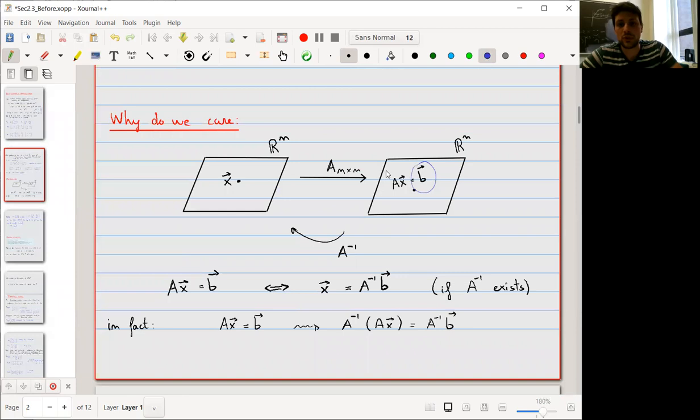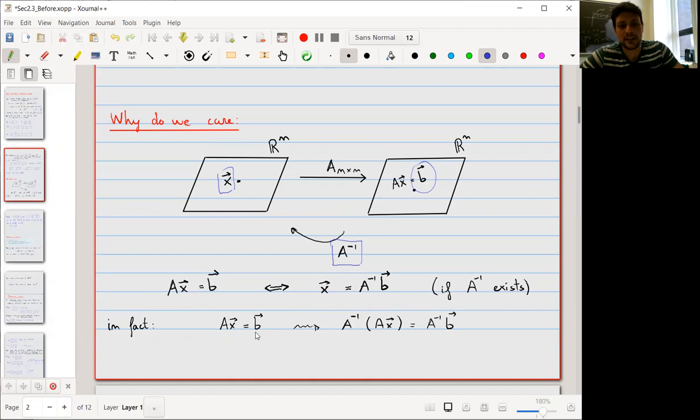Now, suppose you want to solve this linear system and you don't know what the vector X is, but maybe you know what the inverse matrix is that undoes this transformation. Well, in that case, you're in luck, because saying that AX is equal to B is the same as saying that X is A inverse applied to B. The reason why that's true is the following short computation.